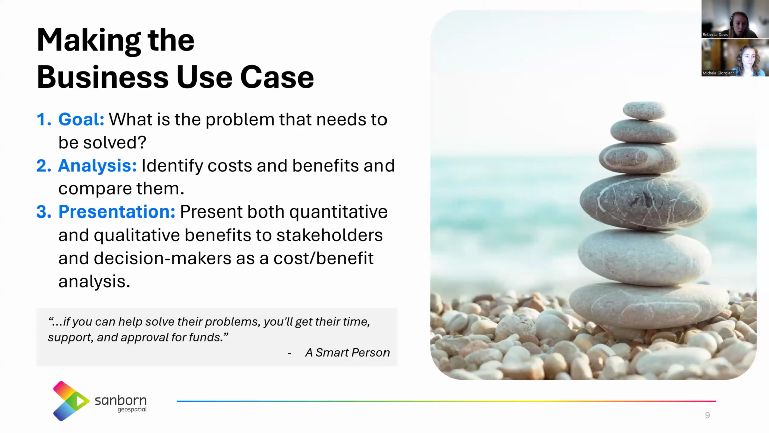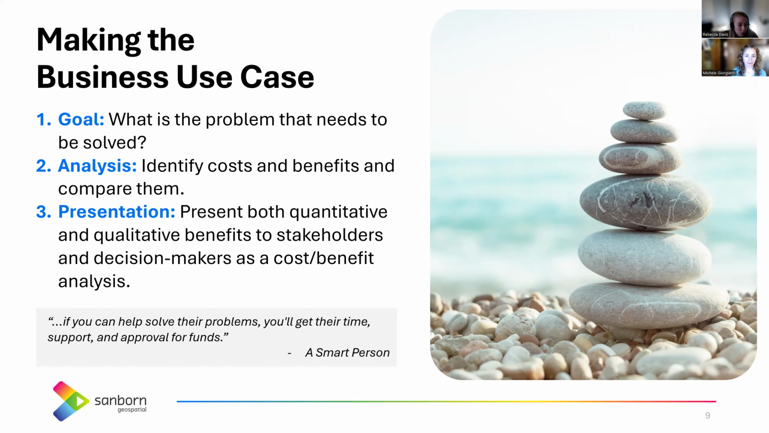Then you're going to do your analysis. You're going to identify your costs and your benefits and compare them. We're going to go into those a little bit more, but you can go down some major rabbit holes identifying all of those. So within your goal, you want to set some strict parameters so you're able to put a cap on that and don't go into all those rabbit holes.